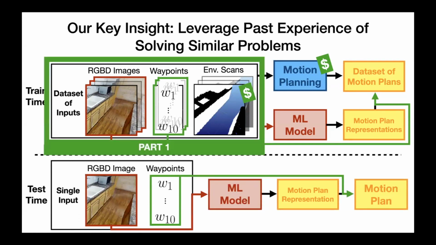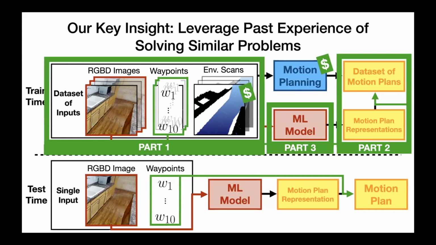So there are three parts to getting this to work. The first is we need to build this data set. The second is we need to develop this motion plan representation, which we can efficiently decode. And the third is we need to develop this machine learning model.